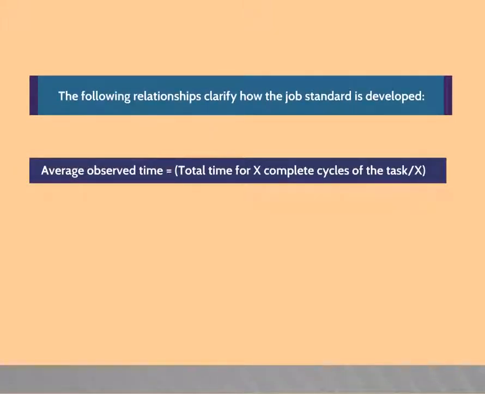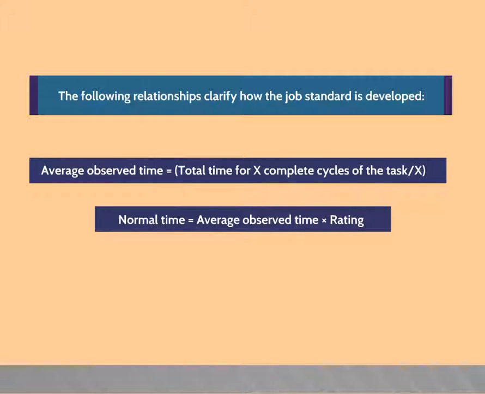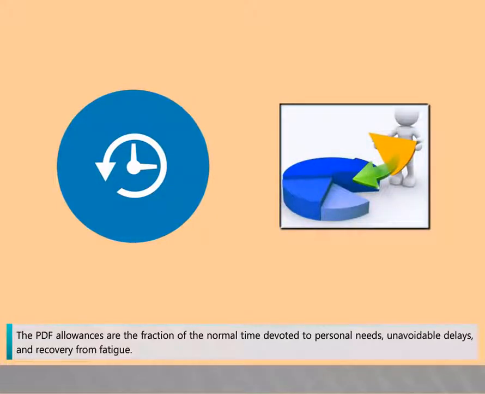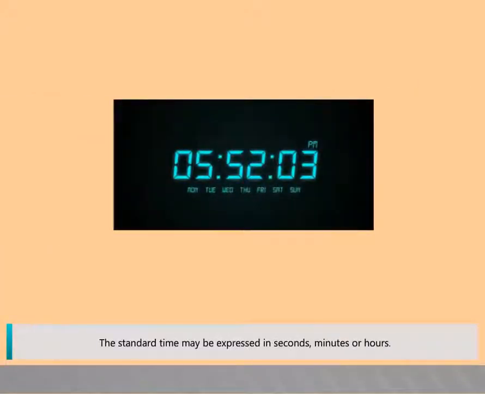Average observed time is equal to total time for X complete cycles of the task divided by X. Normal time is equal to average observed time times rating. Standard time is equal to normal time times (1 + PDF allowances). The PDF allowances are the fraction of the normal time devoted to personal needs, unavoidable delays, and recovery from fatigue. The standard time may be expressed in seconds, minutes, or hours.